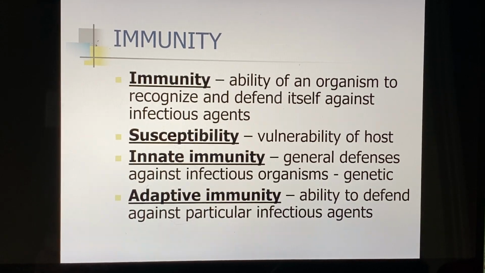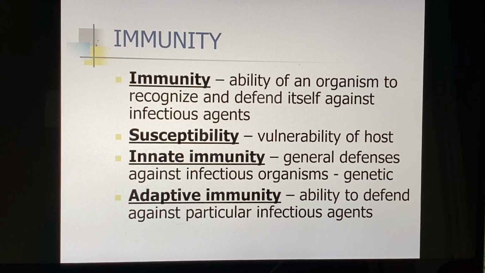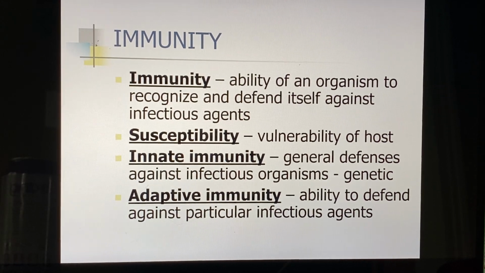So first, let's go through a bunch of definitions of different types of immunity. Okay, so first of all, the broad term immunity means the ability of an organism to simply recognize and defend itself against infectious agents or pathogens. So microorganisms, which the body should be able to detect as being foreign or not belonging to our own cells. Okay, so that's what immunity is.